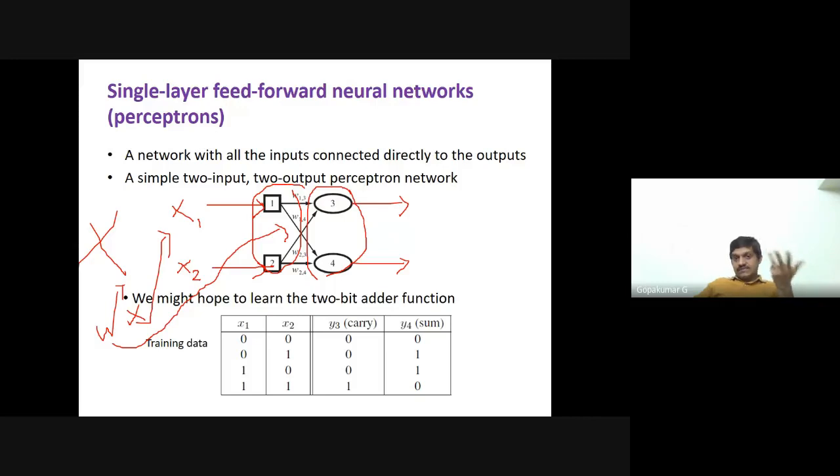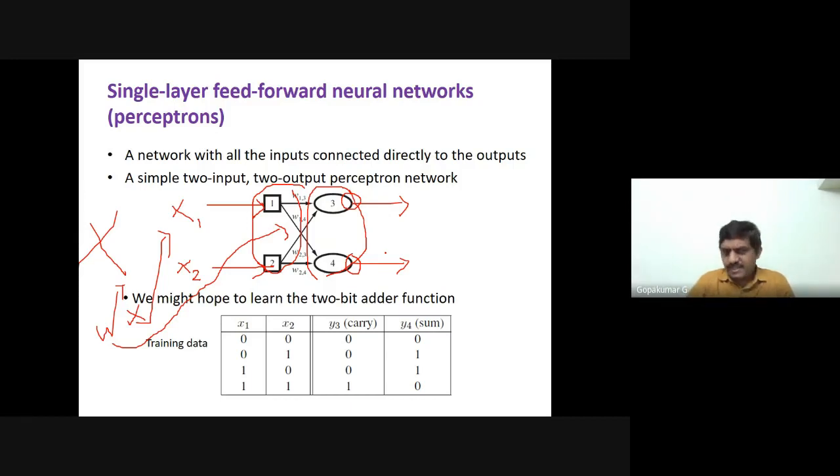Now we'll have a G of X for this particular node and for this node, and based on the output and the threshold, you will say this output corresponds to one value and this output corresponds to another. So that's the idea. It's a single-layer feed-forward neural network called a perceptron.